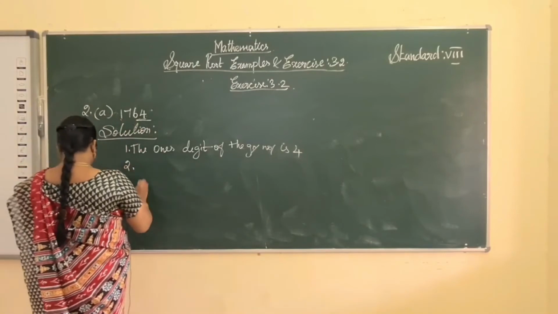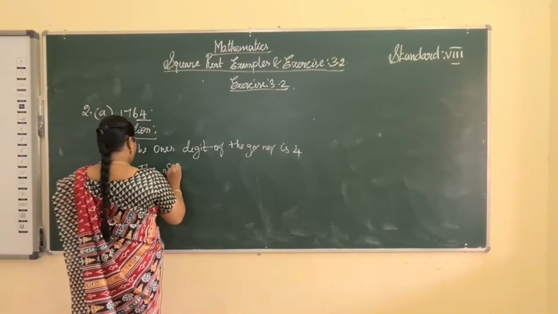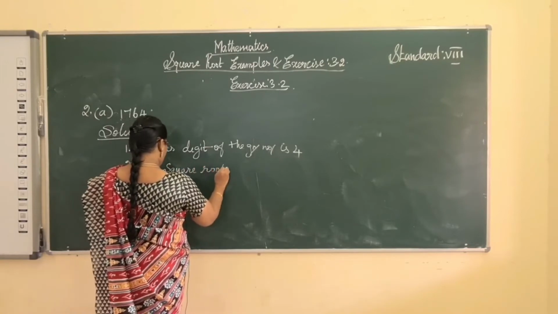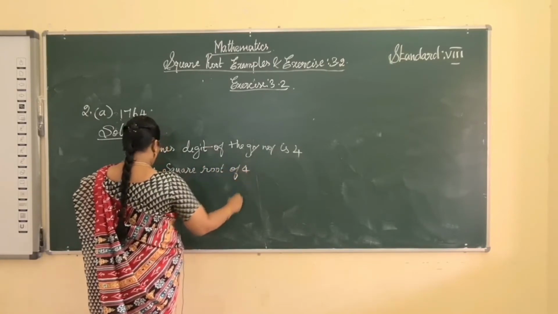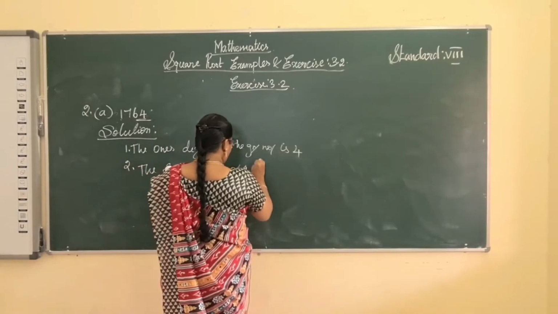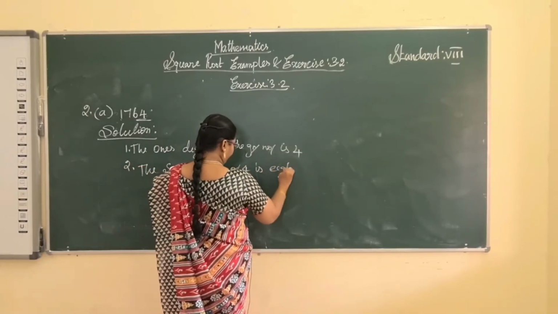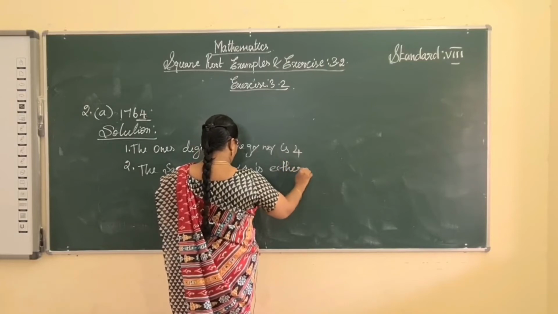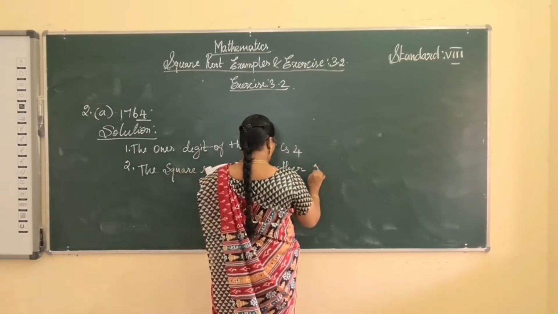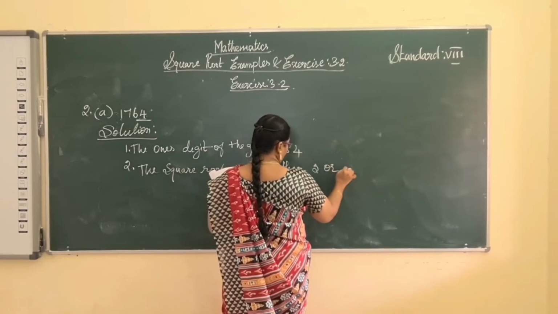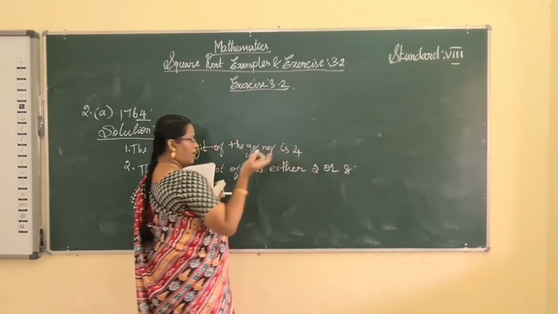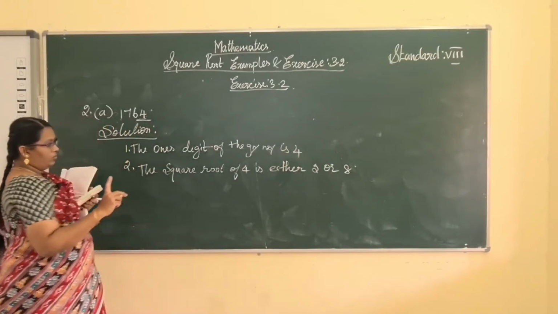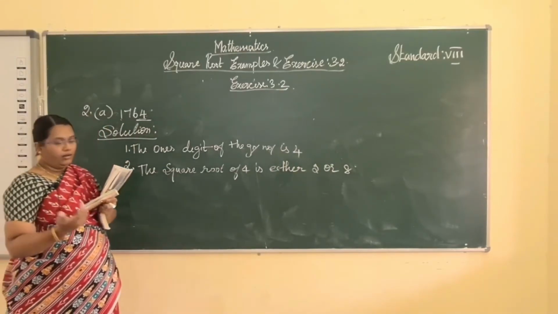Ones digit is 4. That is the next point. Okay. The square root of a number ending in 4 has ones digit either 2 or 8. Is it? 2 square is 4 or 8 square is 64. These two, either 2 or 8.